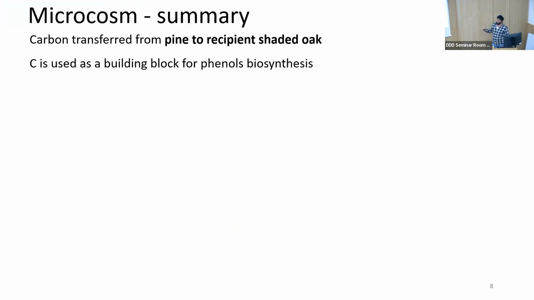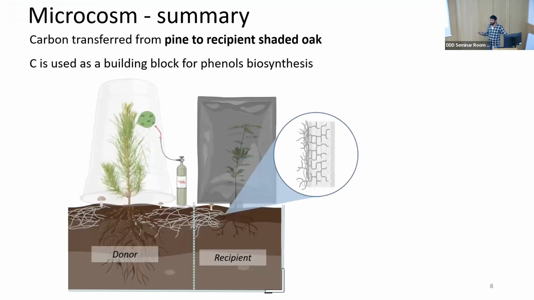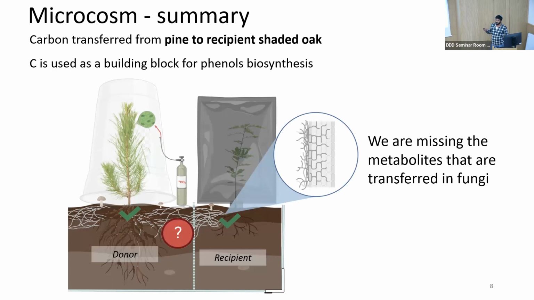So just to sum things up, we saw that carbon was transferred from the pine to the shaded oak that are carbon starved, and also that this carbon is in the form of phenols and flavonoids. So we identified some metabolites in the pine, the donor tree, and some in the recipient tree, but we're still missing the fungi part of this transfer, and this is because it's very hard for us to separate the hyphae from the soil.